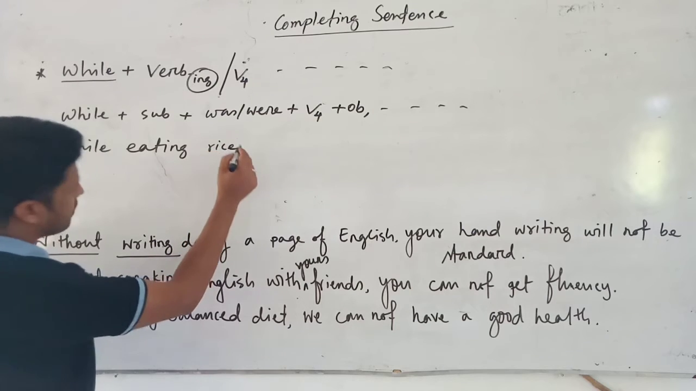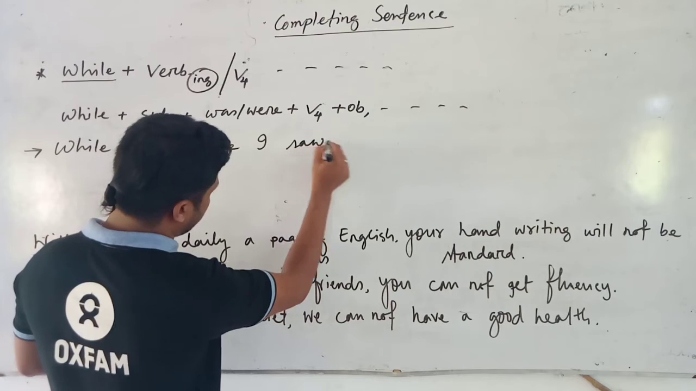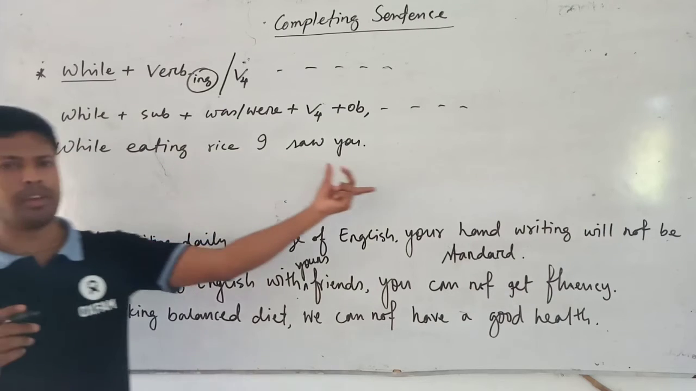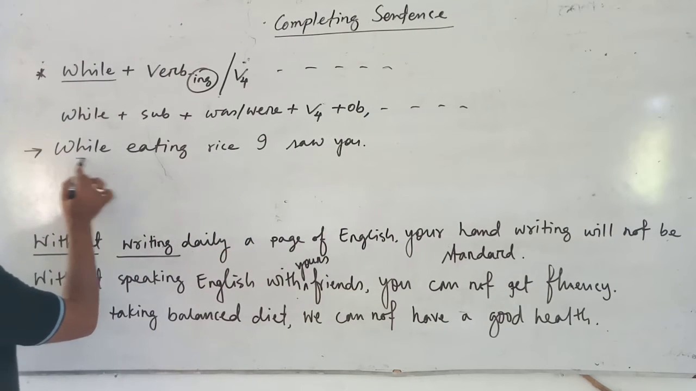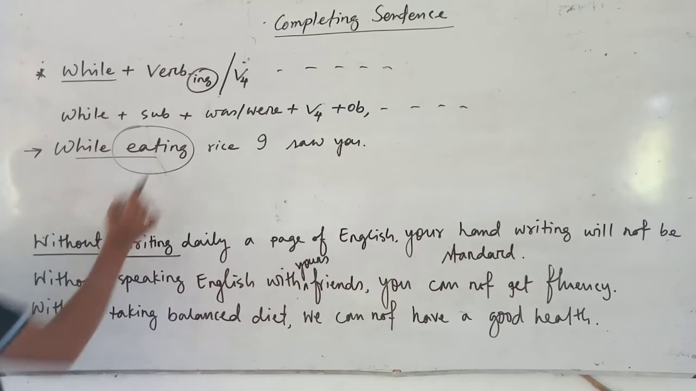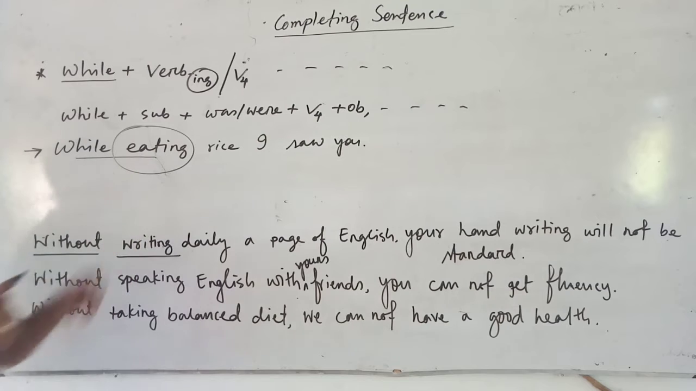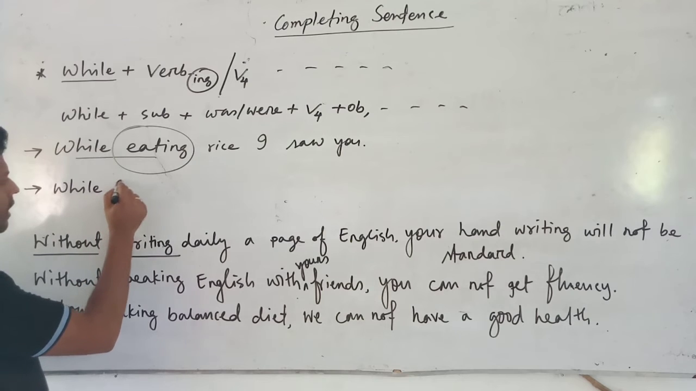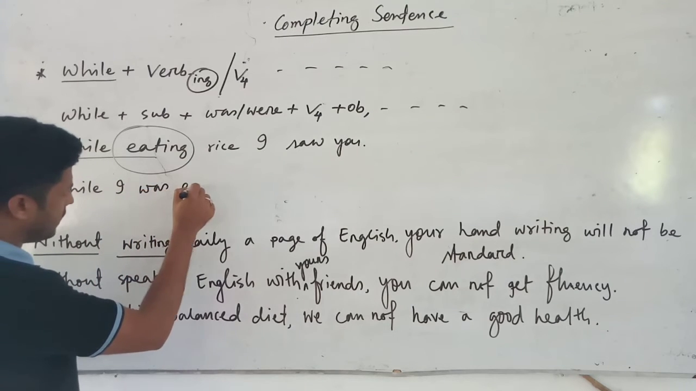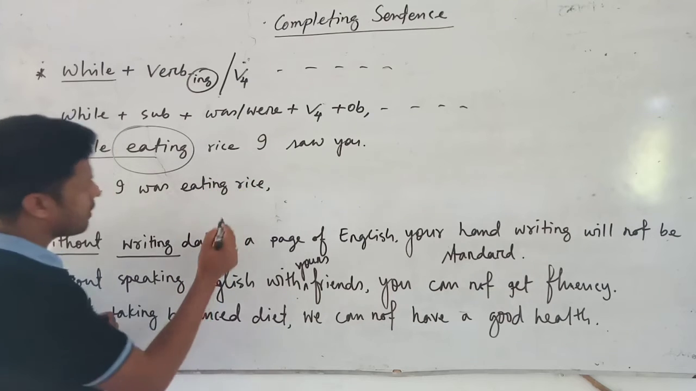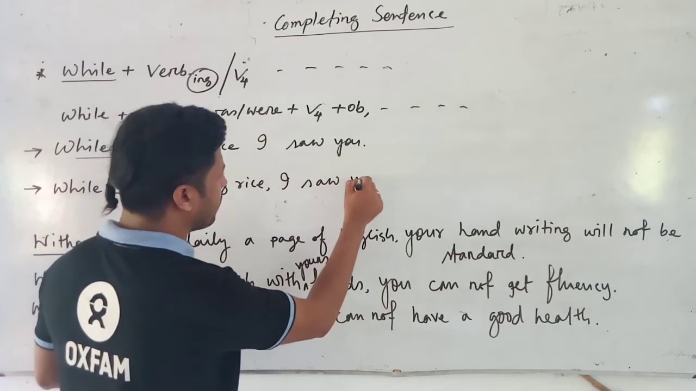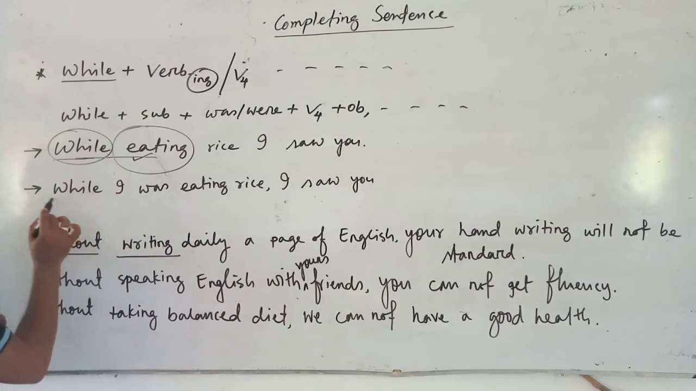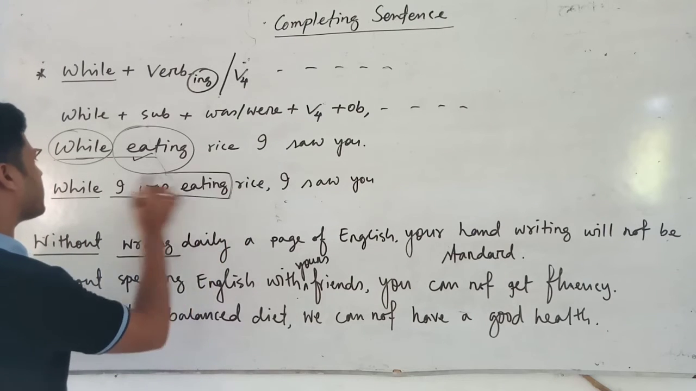While eating rice, I saw you. That means at the time I was eating, I saw you. There is no subject, so I have given here an ing form of the verb. If we use a subject: while I was eating rice, I saw you. Same example, but in a different way. While plus ing, and while plus subject, that means past continuous tense.